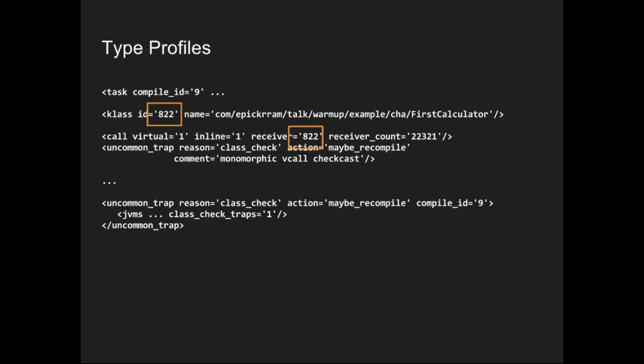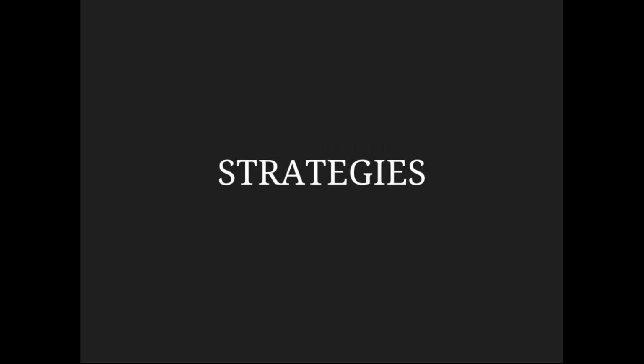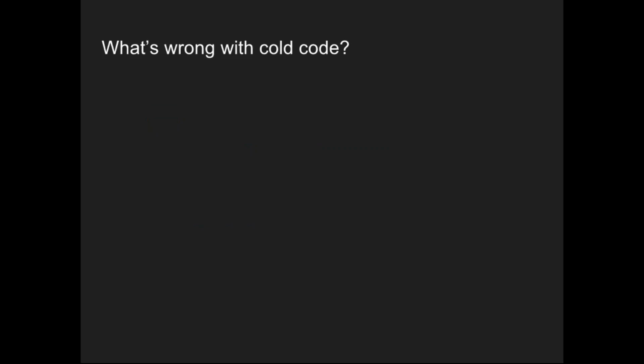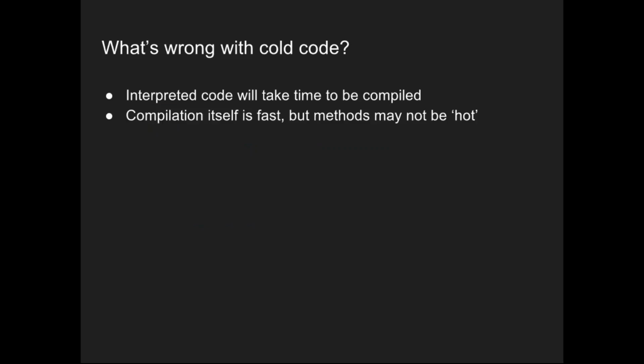So after a quick overview of an example there, I'm going to talk a little bit about strategies we can use to address this effect of the JVM. So first of all, what's wrong with the cold code? Interpreted code will take a little bit of time to be compiled. The compilation itself is fast, but our methods may not be hot for some time, because if they're not being executed enough, then the interpreter won't decide to compile them.